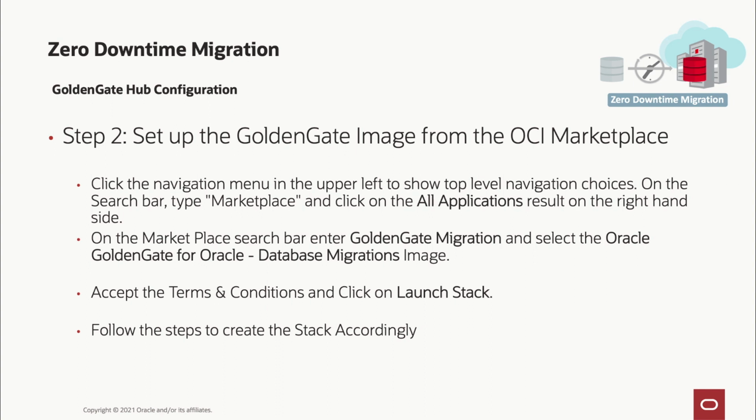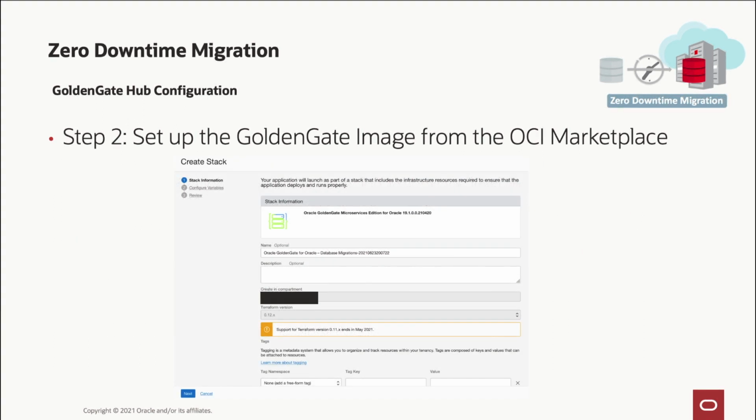There's going to be an image called Oracle Golden Gate for Oracle Database Migrations. That's the one you have to click on, accept the terms and conditions, and click on Launch Stack, and then follow all the steps that come, which will be explained here as well. Once you click on the Create Stack or Launch Stack option, the following window will appear.